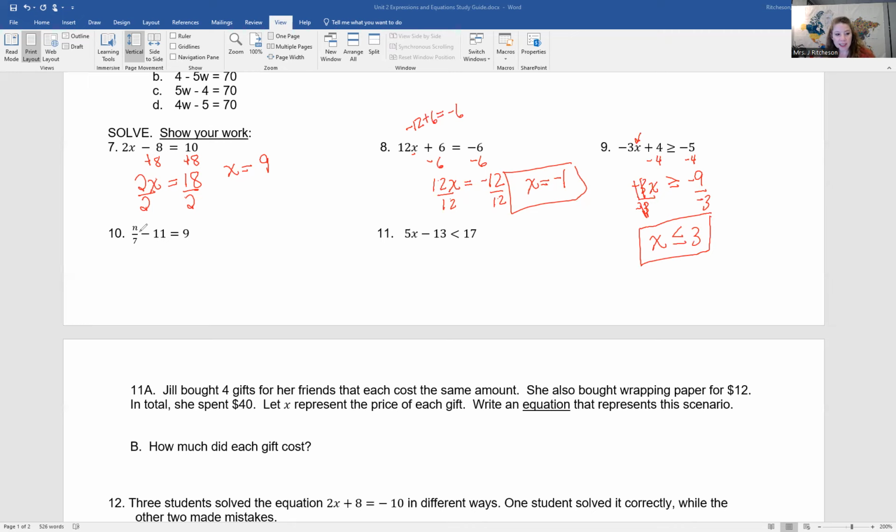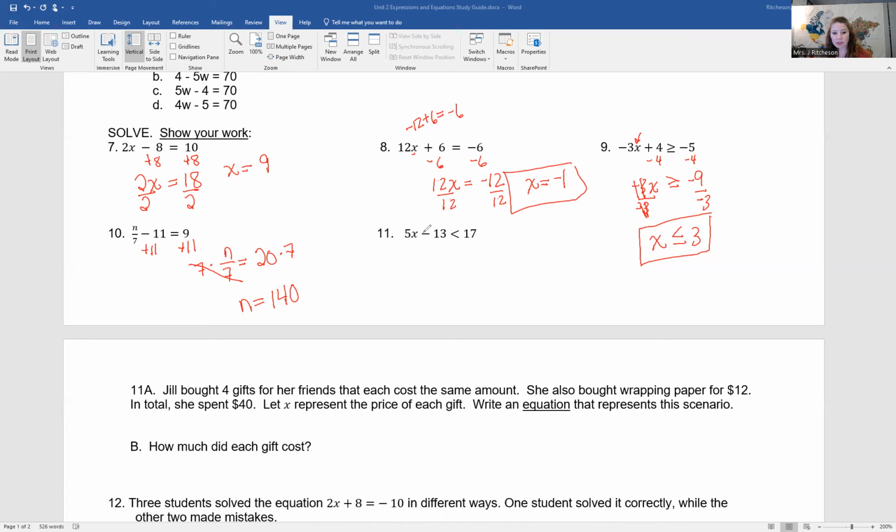Number 10, we want n by itself. So we're going to get rid of minus 11 by adding 11 to both sides. So we have n divided by 7 is equal to 20. And then the opposite of dividing by 7, we're actually going to multiply both sides of the equal sign by 7. So n is equal to 140. So if you plug in 140, we get 20, and 20 minus 11 is 9.